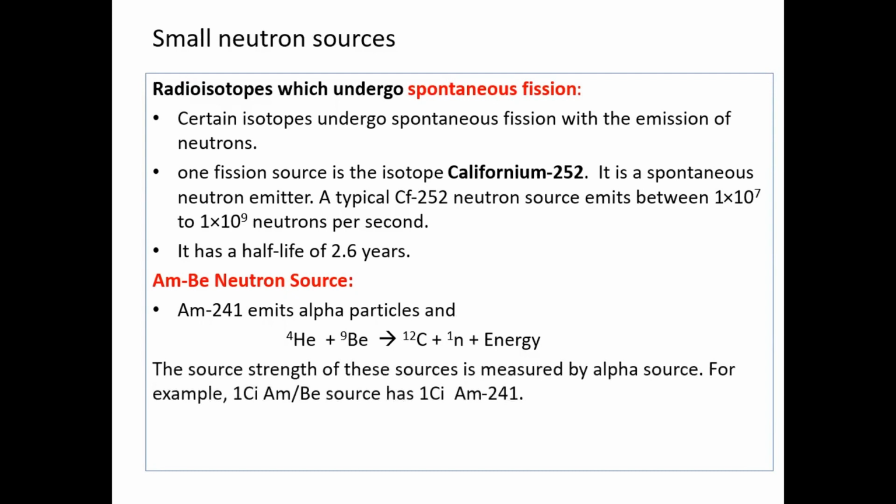The source strength of these sources is generally measured in terms of the alpha source. The larger the alpha source, the larger will be the americium-beryllium neutron source. So, for example, if we have a 1 Curie americium-beryllium source, then this 1 Curie source is basically due to 1 Curie of americium-241.